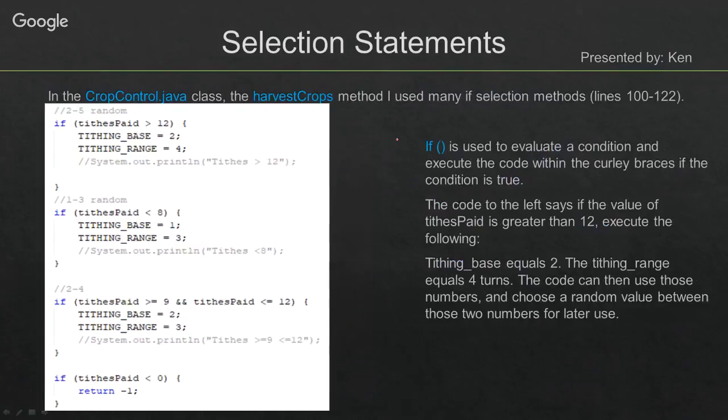Here's another one of the codes I did in crop control. It's a harvest crops method. This was a little bit tricky. This is the first one I did, and we weren't taught how to do random yet, but we got it figured out with if statements. So the if statements for randomness have to do with tithes paid. So if tithes paid is greater than 12, we pick a random number between 2 and 4. Same thing with tithes paid less than 8, it's 1 to 3. Greater than or equal to 9, and less than or equal to 12, it's 2 to 3.